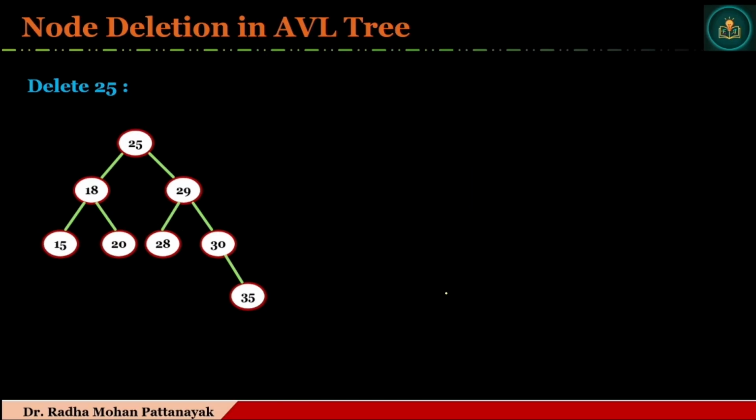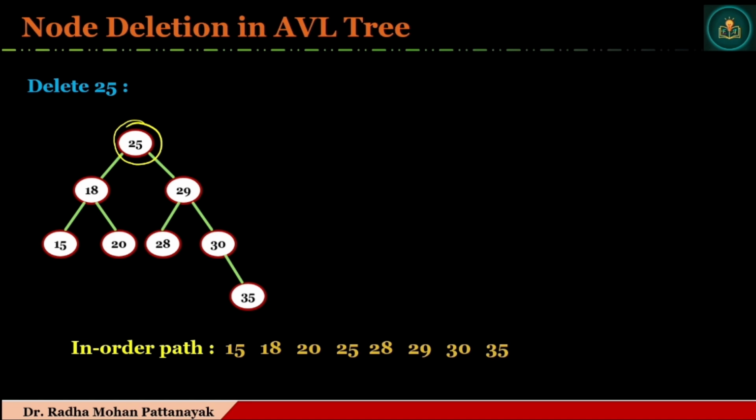Now we will move to delete 25. 25 is a node with 2 children, right? So you know that if a node has 2 children and you want to delete it, then the deleted node will be replaced by either its in order predecessor or in order successor, right? So that's why first find the in order traversal of this tree. So if you find the in order traversal, then you will get here 15, 18, 20, 25, 28, 29, 30, 35, right? So you want to delete 25, right?